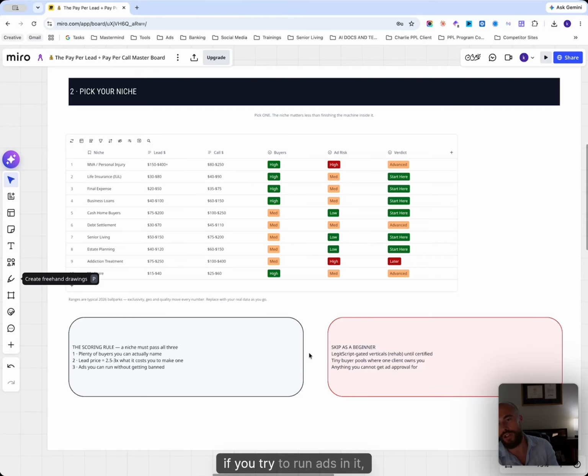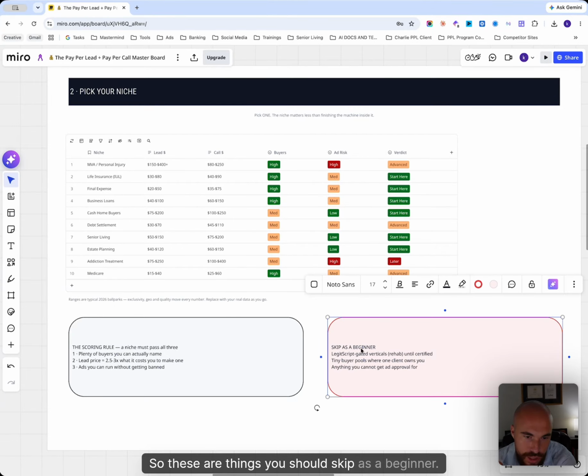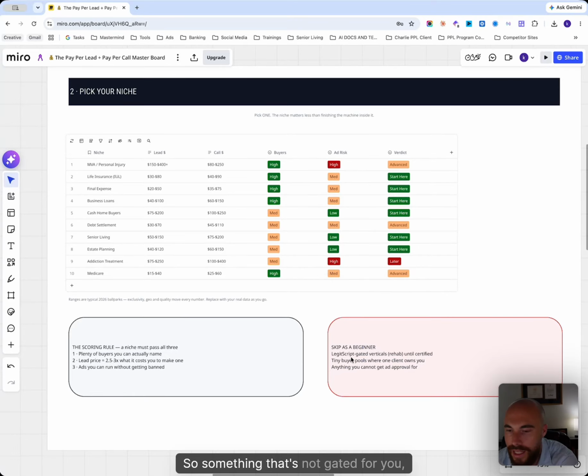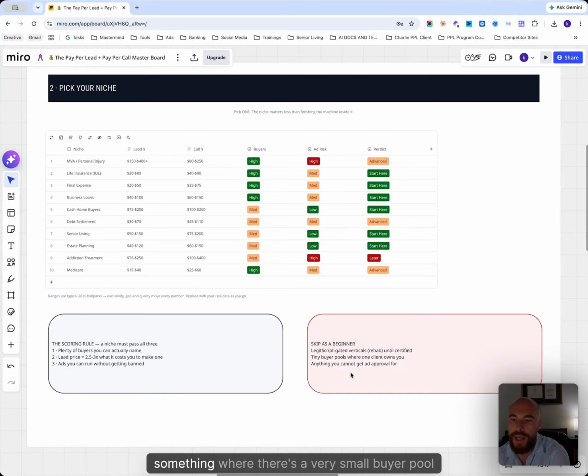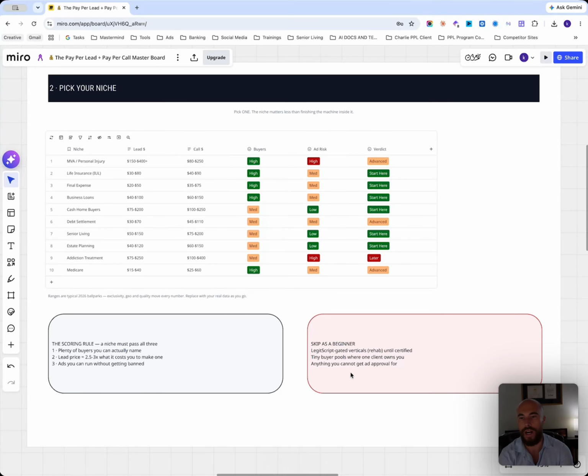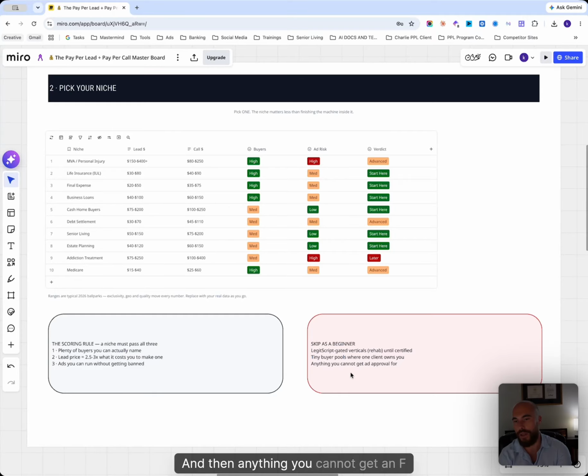So addiction treatment, if you try to run ads in it, you get banned. You need a legit script. So skip that, right? These are things you should skip as a beginner. So something that's gated for you, like you need a certificate of compliance. Something where there's a very small buyer pool, where you get one client and they essentially own you. And then anything you cannot get an ad approved for. So this is how I would look at this for your niche.